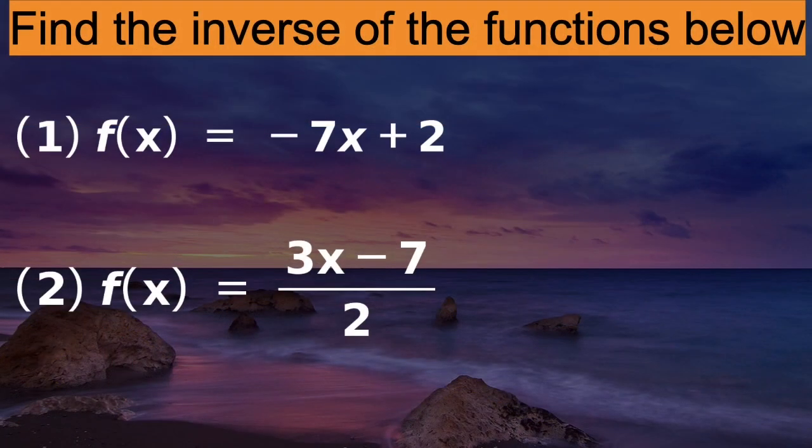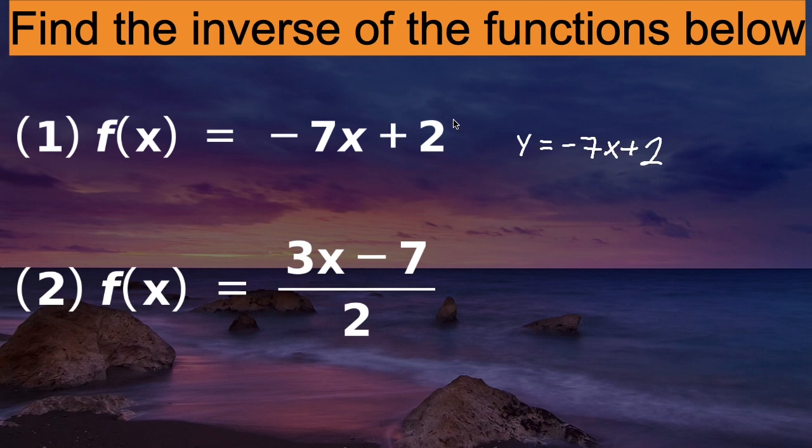For number 1, we have f of x equals negative 7x plus 2. Now, we have the notation f of x. This is function notation. But we can correlate f of x as y. Or instead of f of x, we can just replace it with y. So instead of f of x, we're going to have y equals negative 7x plus 2.